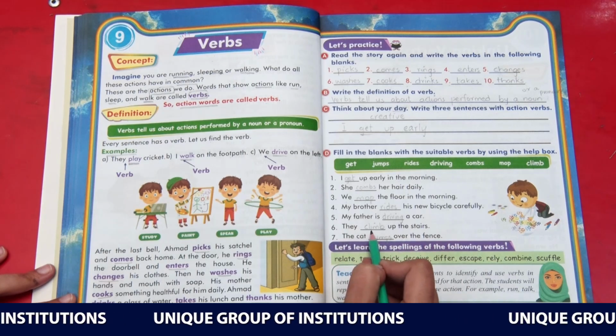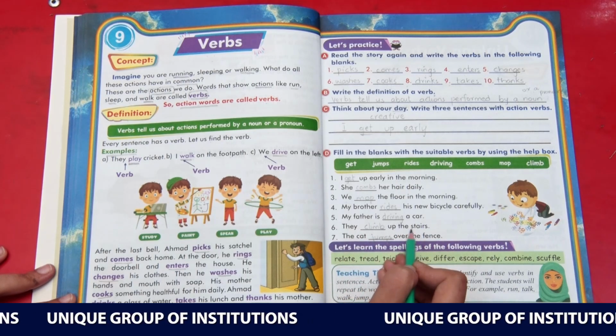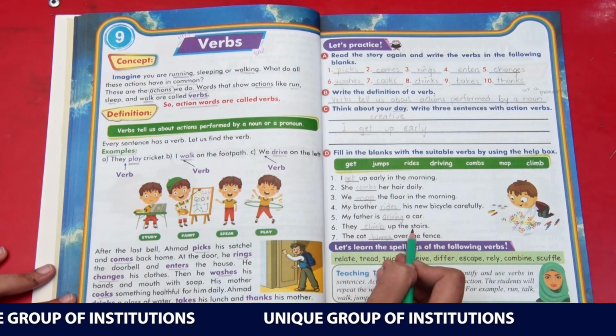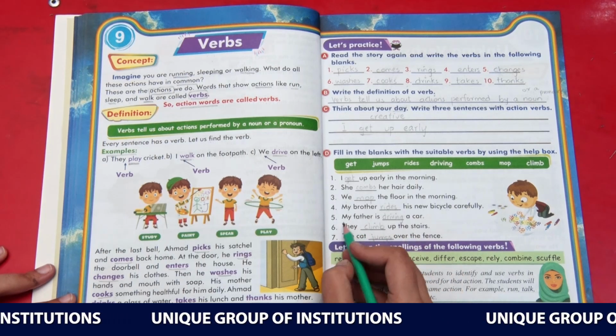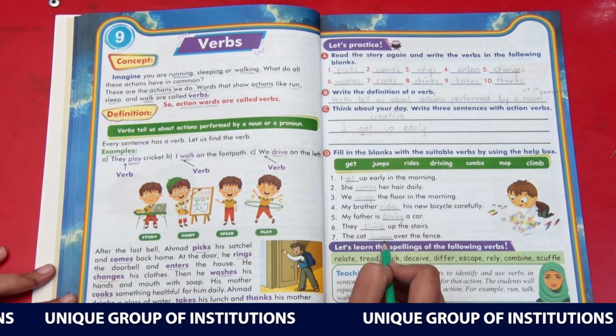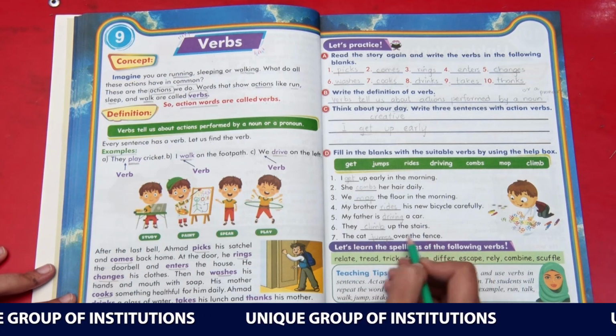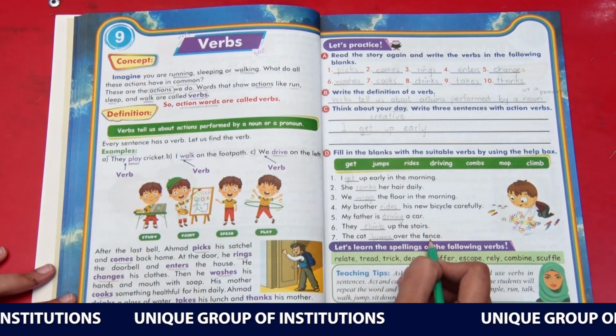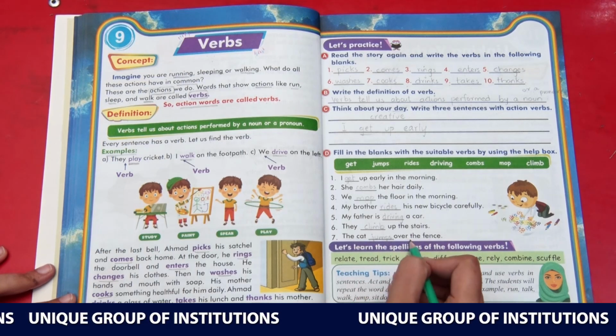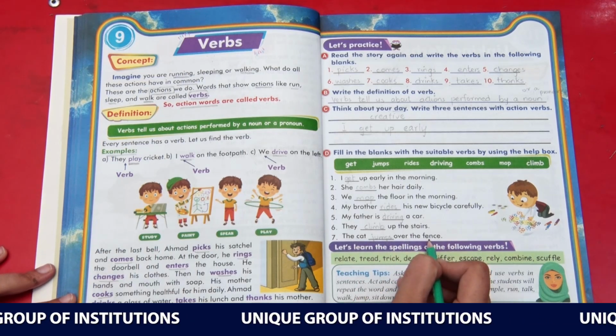Next is: they blank up the stairs. They climb up the stairs. The seventh one is: the cat blank over the fence. The cat jumps over the fence.